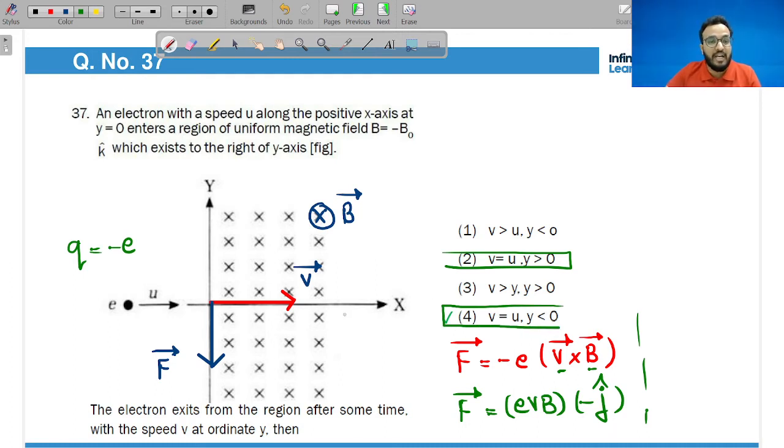Why? Because the charge is going to go like this. Like this. Do you understand? And eventually it is going to come out here with the speed V. Got it? That will be equal to U only. It is not going to change. Clear? The fourth option is correct. So with full confidence, you will say the fourth option is correct.